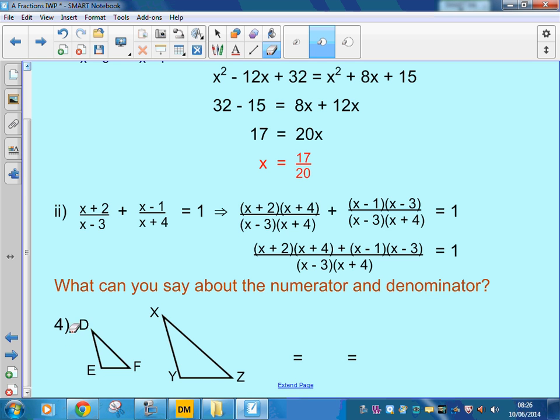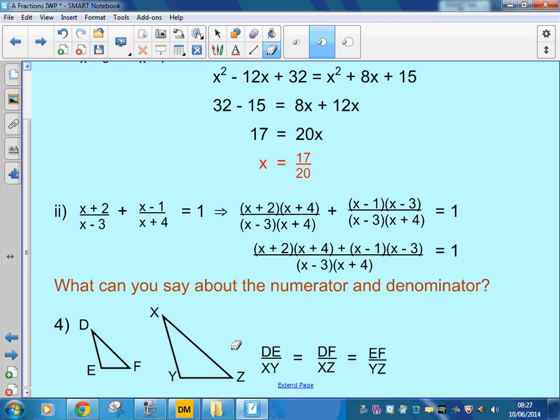Now, the next one, question 4, again, I'm just going to give you a hint. When you've got similar triangles, then look at the points in the same relative position. So here, D and X are in the same relative position, E and Y, and F and Z. And the sides are in the same ratio. So that means that DE over XY is going to be exactly the same as DF over XZ, and also exactly the same as EF over YZ.